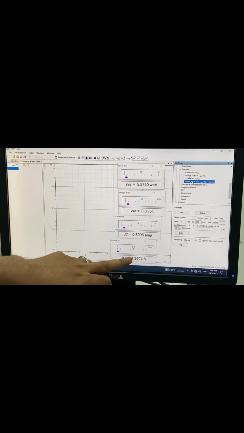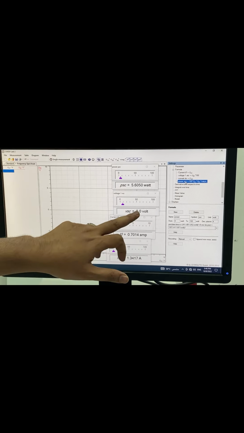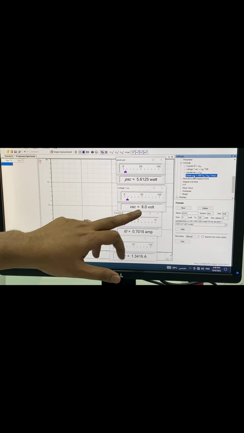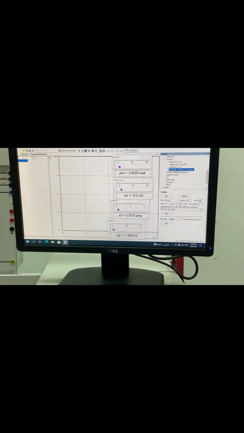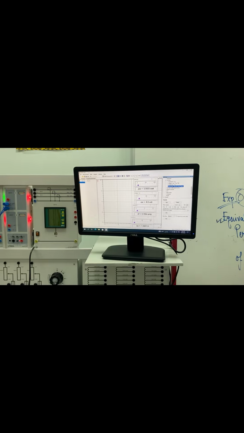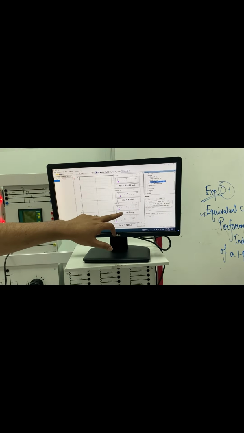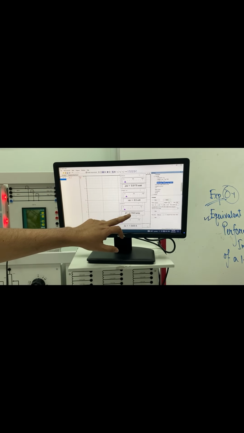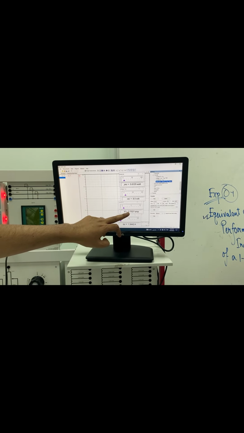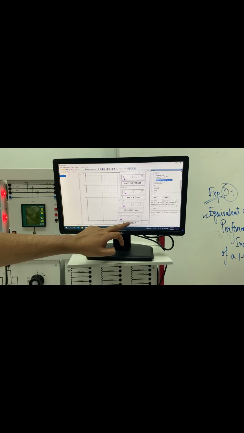And so how much voltage is giving this current? You see, 8 volt only. Remember, I said that from 6 to 10 volt you will reach the saturation. So it is only 8 volt. This is our power, this is your current. This current is the primary or secondary? This current is primary. This is your secondary, right?